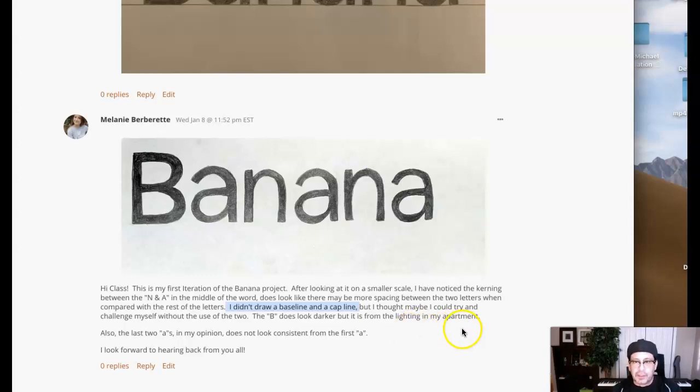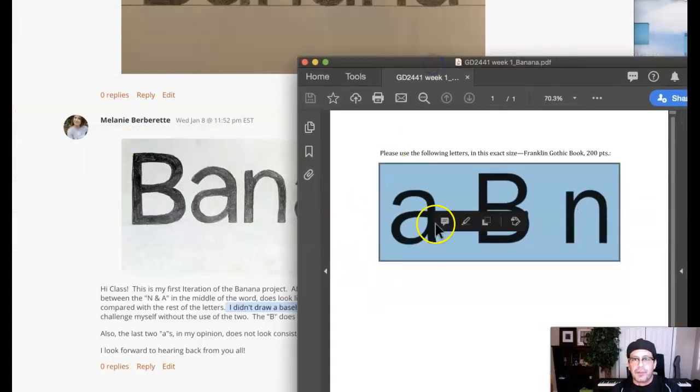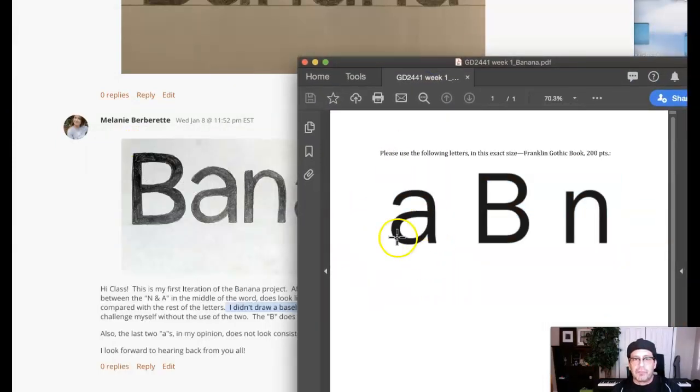The B does look a little darker from the later in my opinion, from the lighting in my apartment, and also the last two A's, in my opinion, do not look consistent. Yeah, okay, so you're talking about consistency, and yeah, we want these letter forms to be as consistent as possible. So we could take a look at the original. There's a couple of things you want to look at. And one really great tip when you're drawing these out is to pay attention to the counter spaces. This space within here is called a closed bowl, and then this is called an open counter right here. This is also known as a closed counter, but this is an open counter.